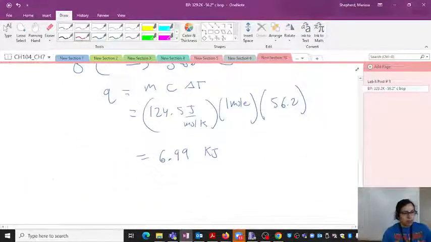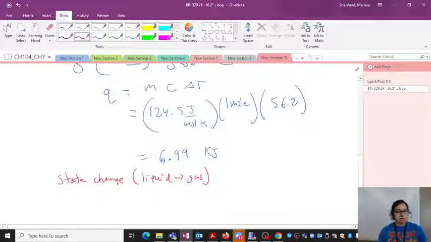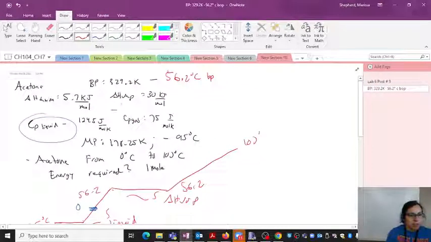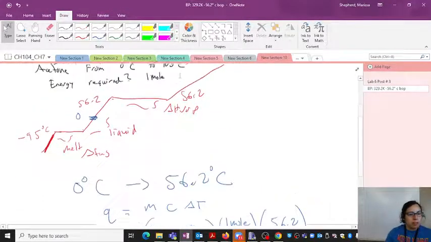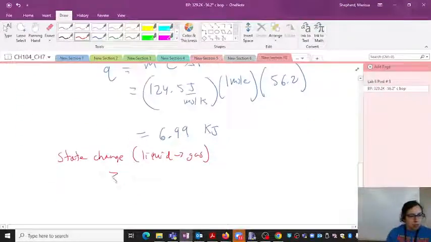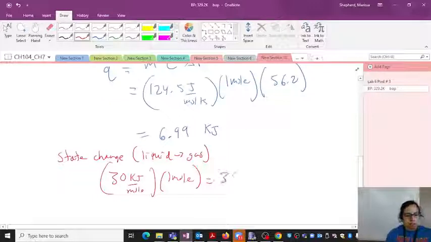So let's do that. So now it's state change time. And so we're just looking at liquid to gas now on this leg. And so for that, we need our delta H of vaporization, so 30 kilojoules per mole. We kept the math easy, so 1 mole, so that's just 30 kilojoules per mole times 1 mole. So this gives us 30 kilojoules in energy we needed.